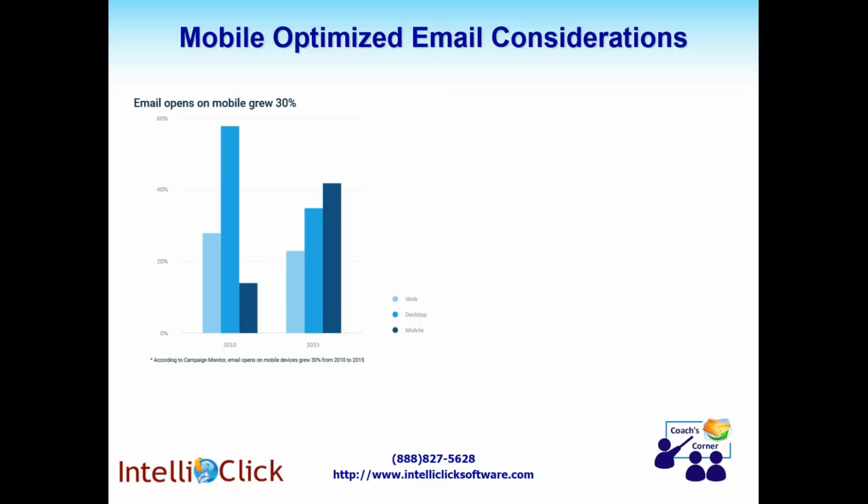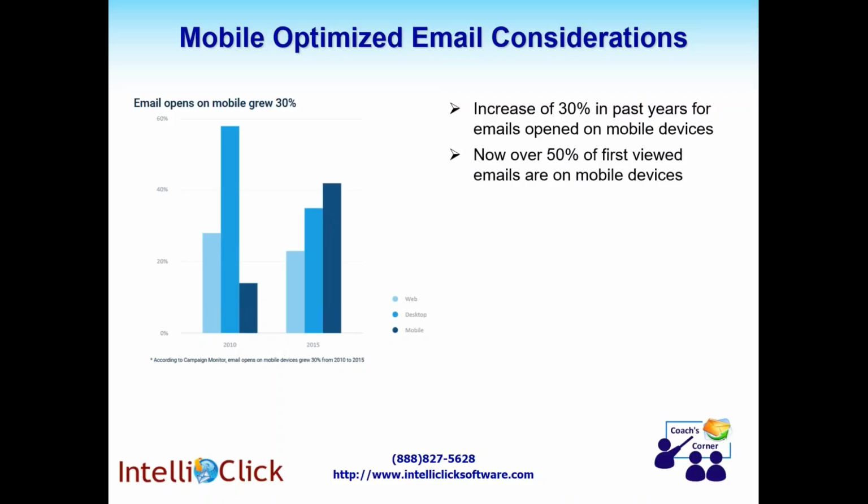So I'm going to start first with just some little tidbit facts about mobile optimized email and some things you need to consider. First of all, the rate at which people are now opening emails on mobile devices has grown substantially, and just in the last 5 years it's grown 30%, so that currently the statistics show that approximately 50+% of all emails first viewed are on a mobile device. So most often you're sending your campaigns and they're probably being seen on somebody's cell phone or possibly tablet.